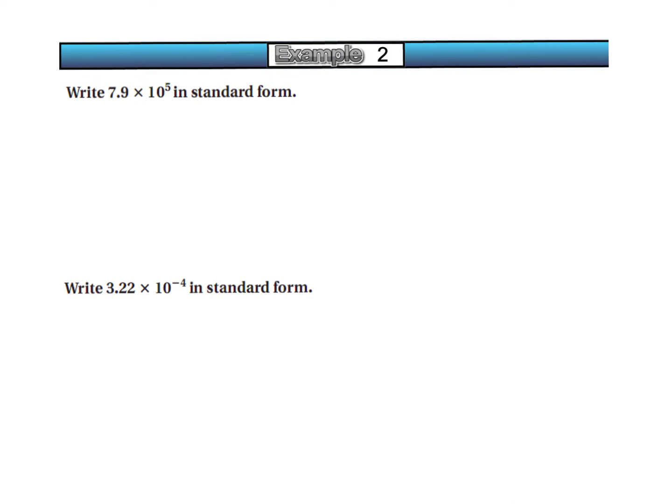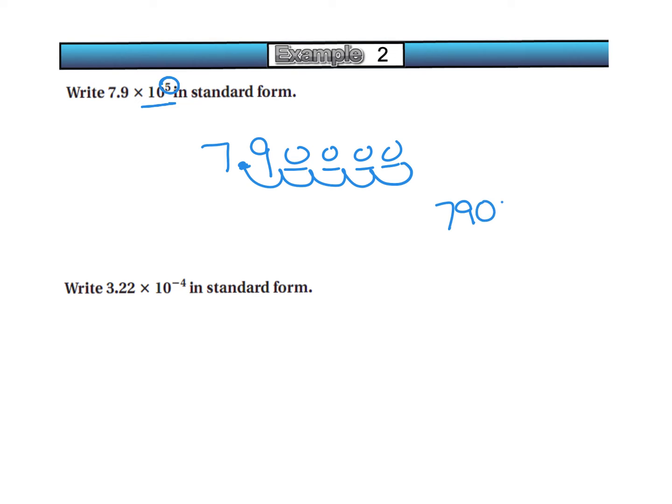So let's practice doing this. Let's start with a big number because we have a positive exponent. So I'm going to start with 7.9. I'm going to take my decimal and move it 5 times. 1, 2, 3, 4, 5. I'm going to fill in zeros, so I got 1, 2, 3, 4 zeros. So I have 7, 9, and 4 zeros. Put in my commas. There's my answer.